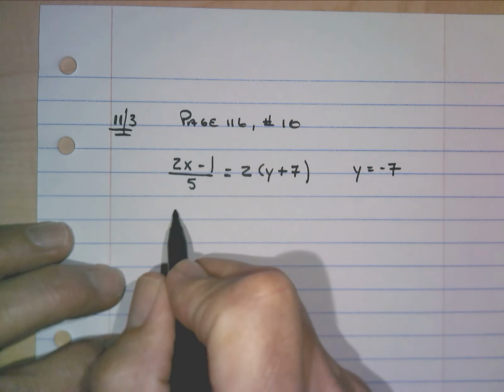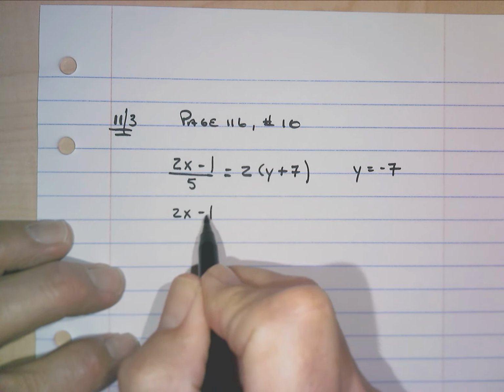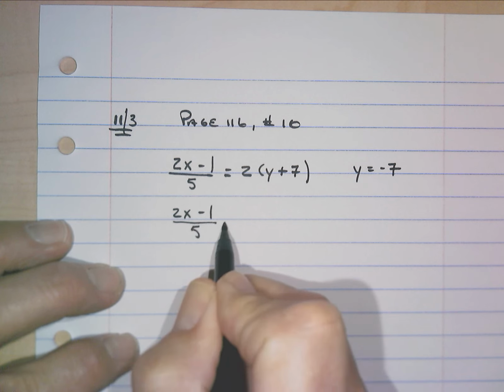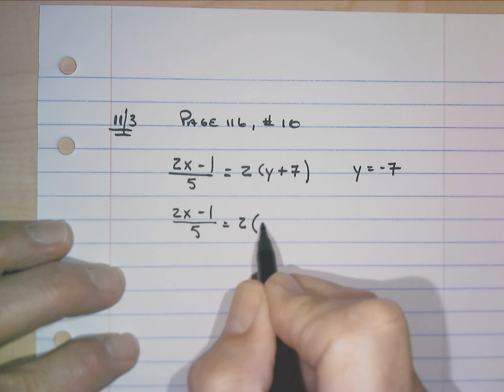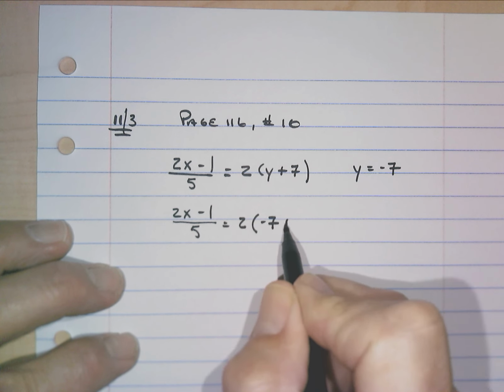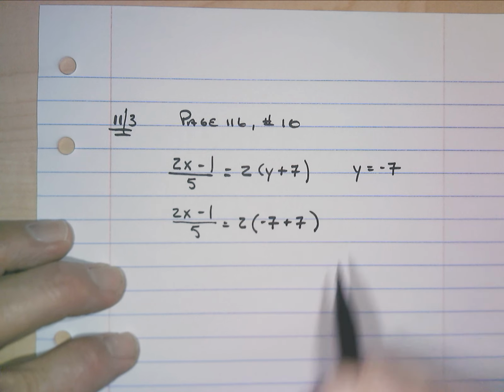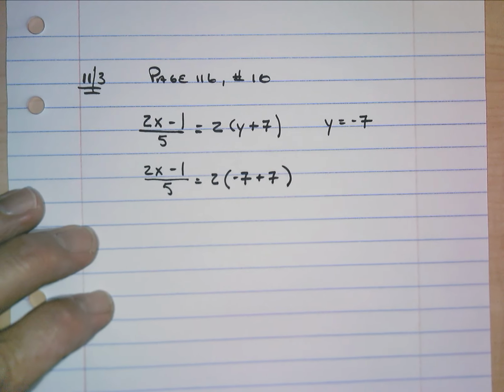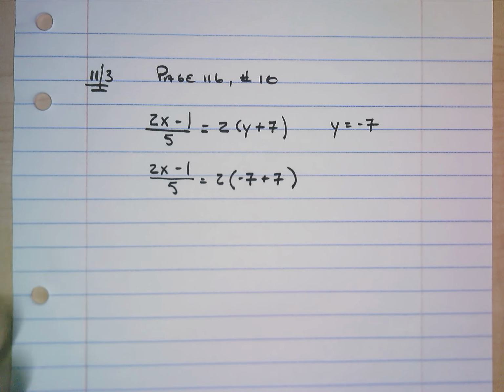So I'm going to rewrite the entire problem. And now I'm going to substitute -7 in for y. Now, normally when you see parentheses, you distribute. But in this case, we can actually simplify what's in the parentheses before we distribute. And it makes the problem a lot easier.